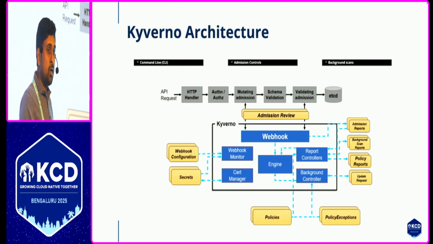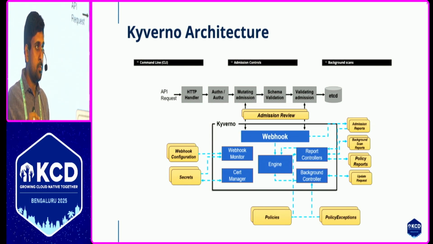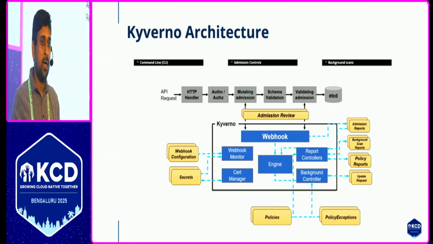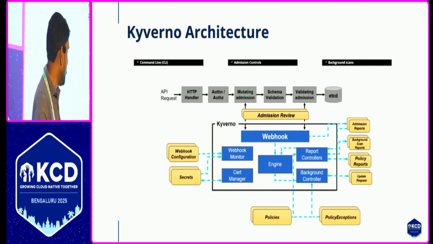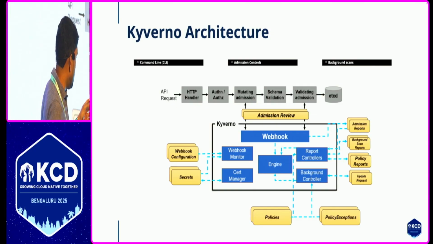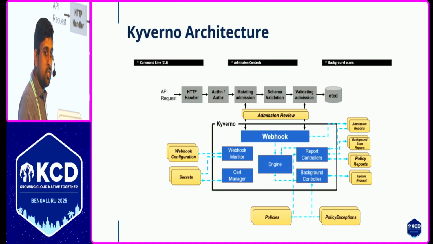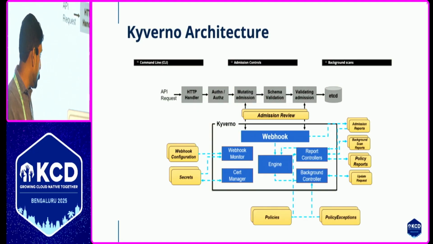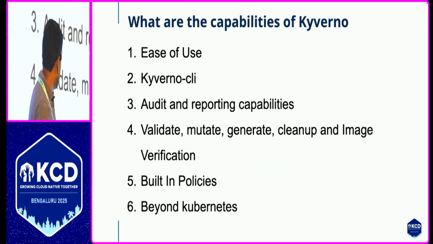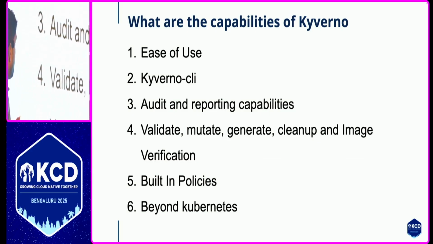Whereas the background controller is used to scan through your resources in the background and apply those policies which you have defined. And then we have all the other components and the main engine, which is used for applying those policies on your resource, right? So what are the capabilities of Kyverno?